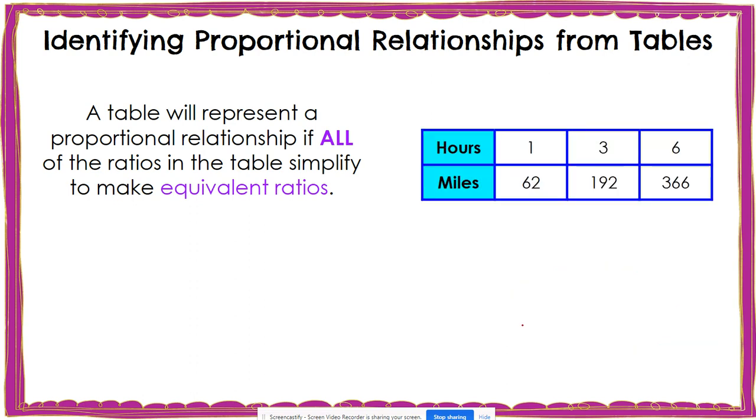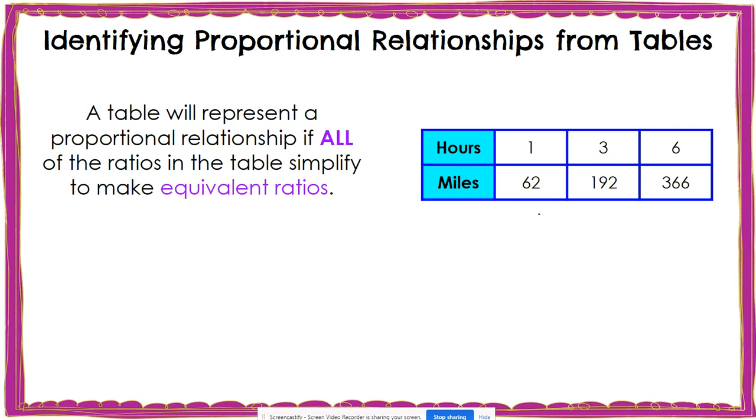Now let's look at another one. This one compares hours to miles. 1 hour traveled 62 miles. In 3 hours, we would travel 192 miles. And in 6 hours, we would travel 366 miles. So we want to know if this makes a proportional relationship.